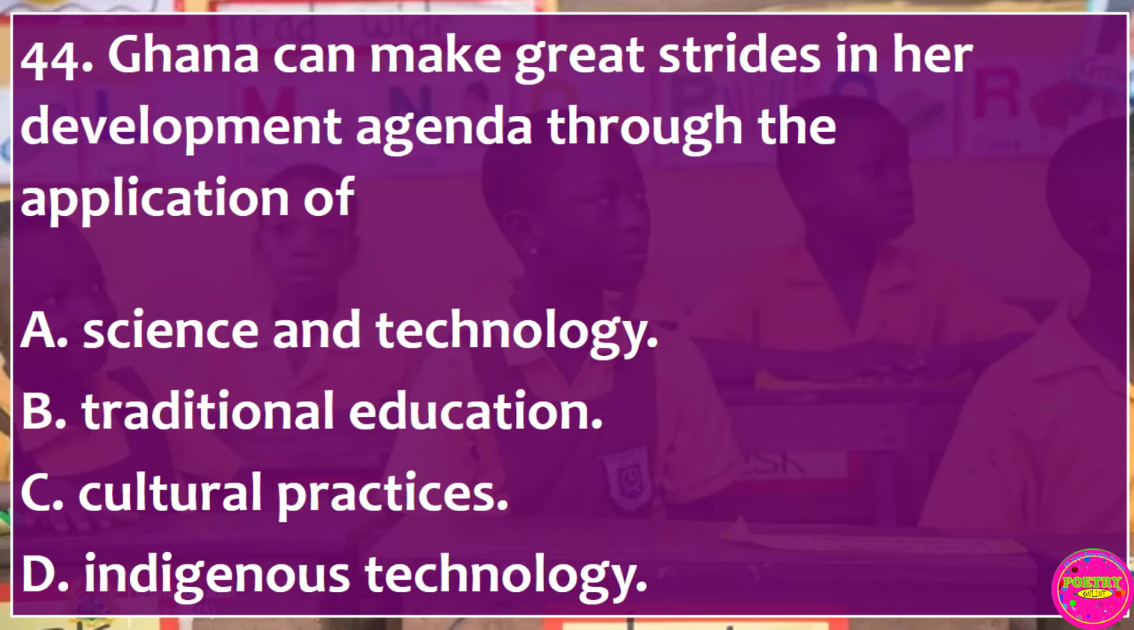Question 44. Ghana can make great strides in the development agenda through the application of A. Science and technology. B. Traditional education. C. Cultural practices. D. Indigenous technology. The correct answer to this question is A. Science and technology.